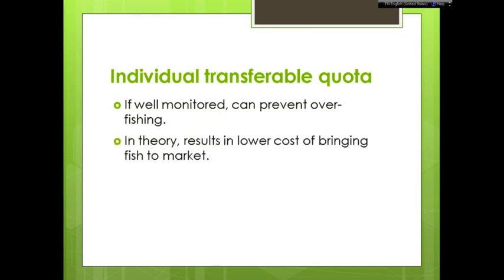In theory, what's going to happen is it's going to result in a lower cost of bringing fish to market. So in theory, we're going to have a lower cost of bringing fish to market. Again, make sure you understand where I got that conclusion from. The high-cost fishermen are the ones more likely to sell their quotas or rent their quotas. The lower-cost, more efficient fishermen are the ones more likely to buy. So think about what's happening. Quotas are flowing in the direction of the lower-cost fishermen.